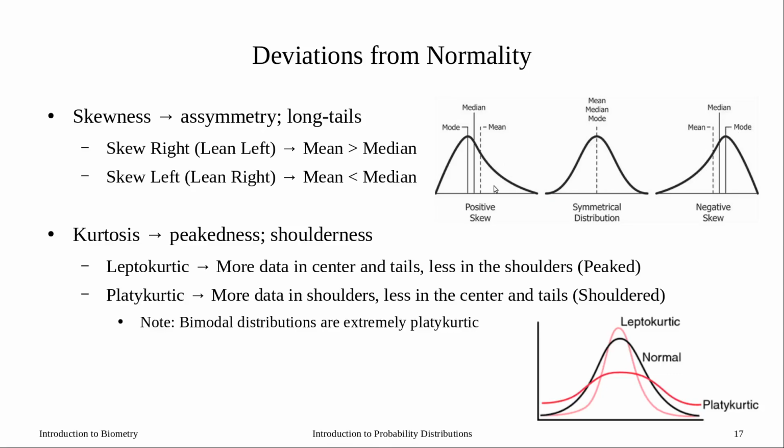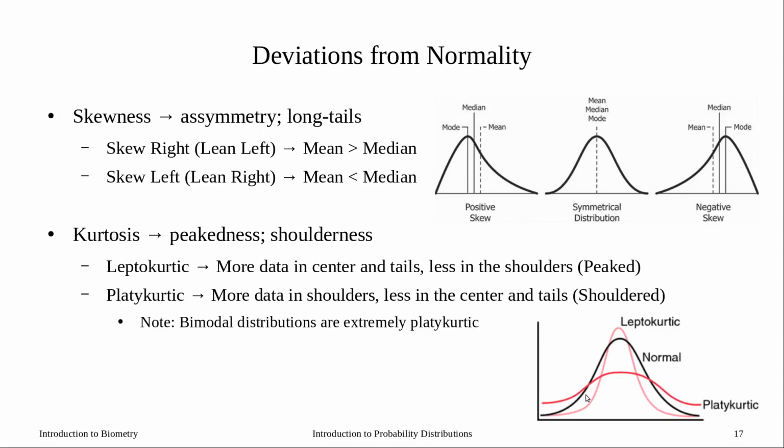Now, if keeping track of a right skew as a long tail on the right, or a left skew as a long tail to the left, is hard for you to remember, I've always remembered it by saying, if we skew right, then our distribution is leaning to the left. If we're skewed left, we're leaning to the right. Kurtosis tells us the peakedness or the shoulderedness of our data.